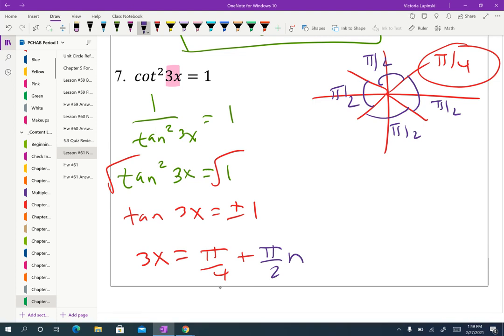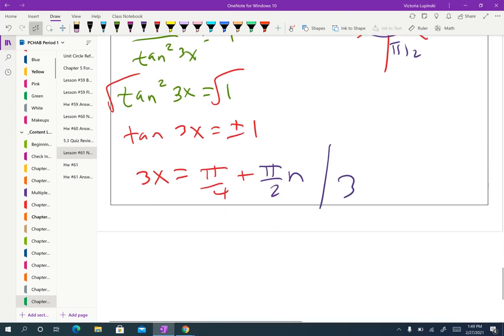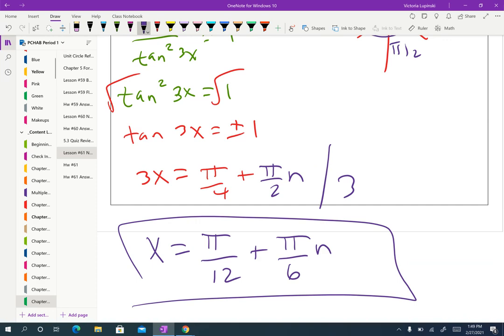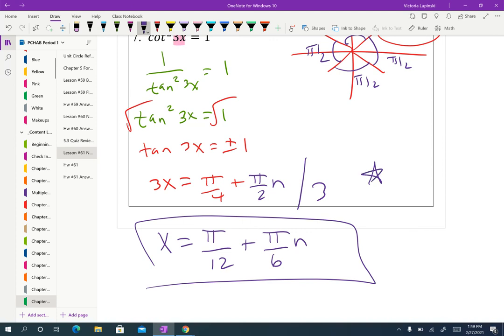To finish this, you're going to have to divide everything by 3. So x equals pi over 4 divided by 3, multiply the denominators to be pi over 12, plus pi over 2n, multiply the denominator to be pi over 6n. And that is actually going to incorporate all of the solutions for you, all 4 quadrants, all the way around. And again, you're only allowed to write this single equation because it's the pi over 4 family and all 4 quadrants. That's the only time that you're going to be able to do that.